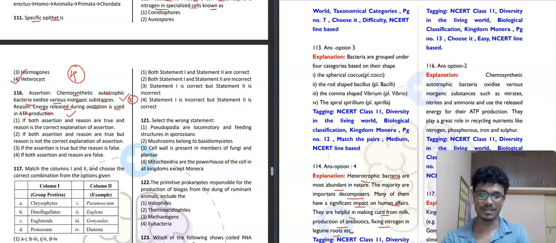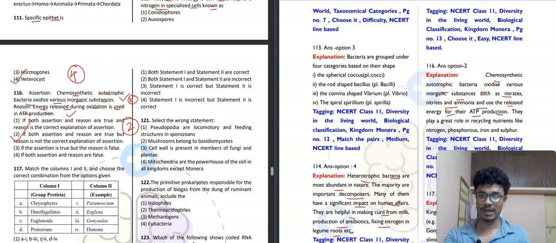The reason is not verifying the assertion because you can see that here chemosynthetic autotrophic bacteria oxidize various inorganic substances such as nitrate, nitrites, and ammonia and use the released energy for the ATP production. And that's why, as the reason is not correctly verifying the assertion, the second option will be our correct answer for this question.